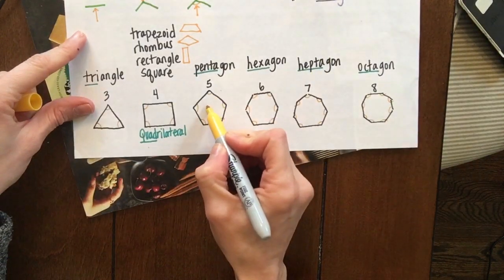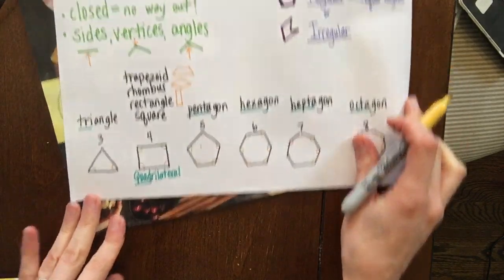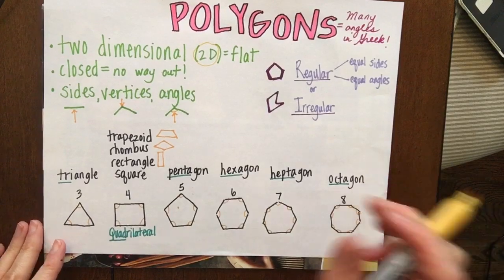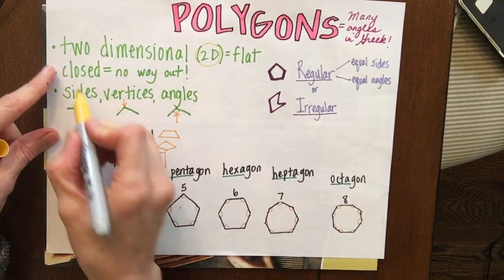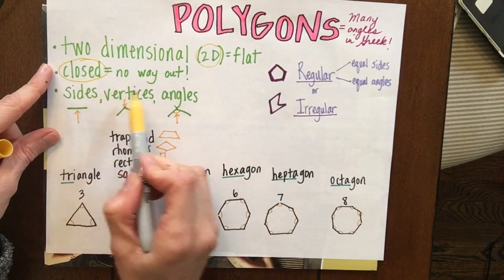So like, okay, here's a little ant. And can it get out? It can't get out. Then that's a closed figure, okay? And then the other thing is that it has, so it's closed. And the other thing is that it has sides, vertices, and edges.